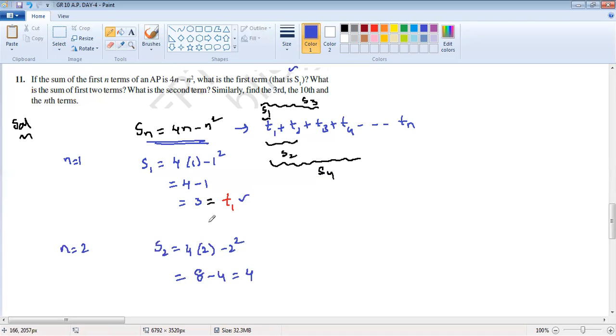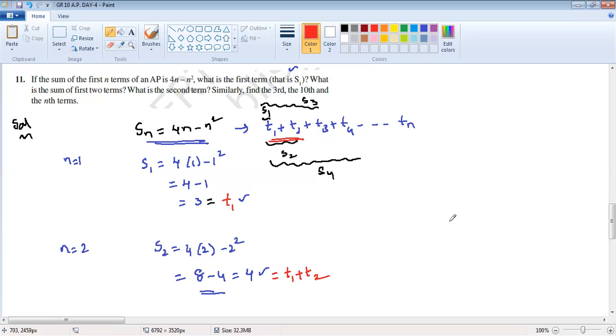And what is the sum of first two terms? So the first two terms sum is 8 minus 4, which is 4. And what is the second term? So now here we got stuck. See, what does S2 stand for? From here, S2 stands for T1 plus T2. So please write it: T1 plus T2.